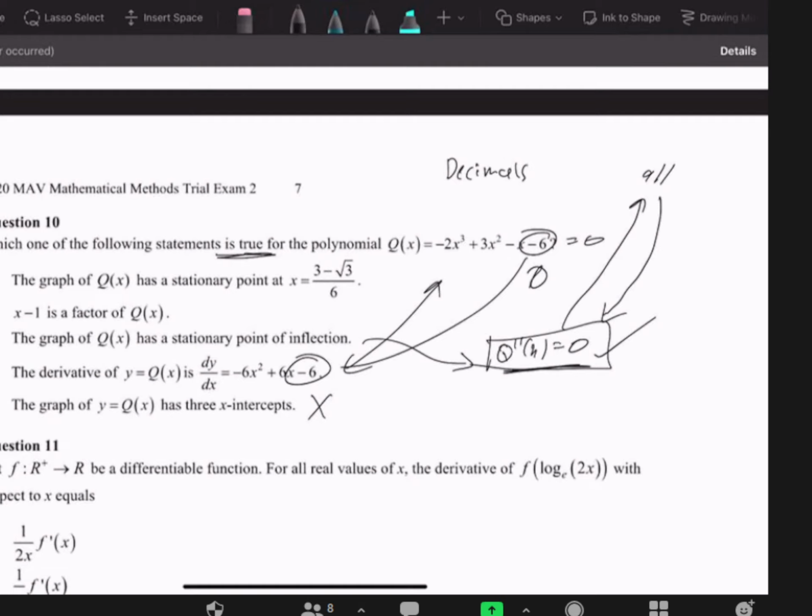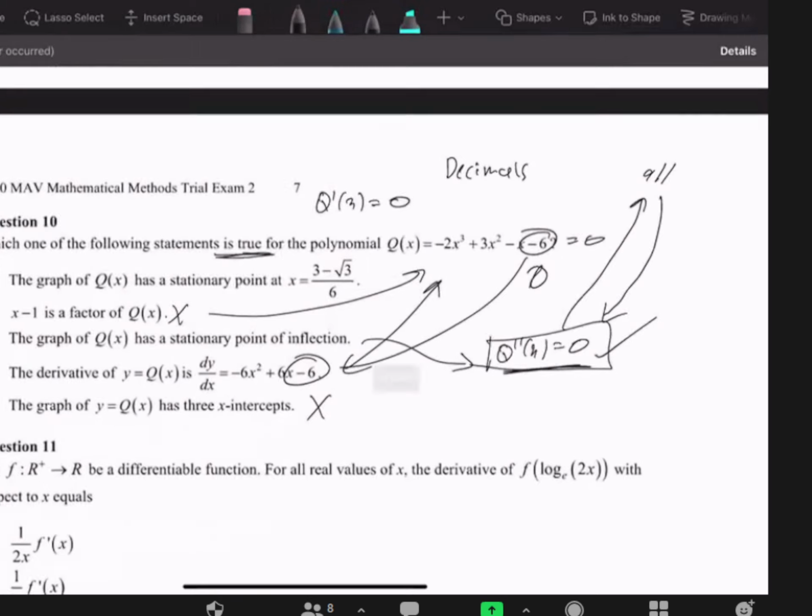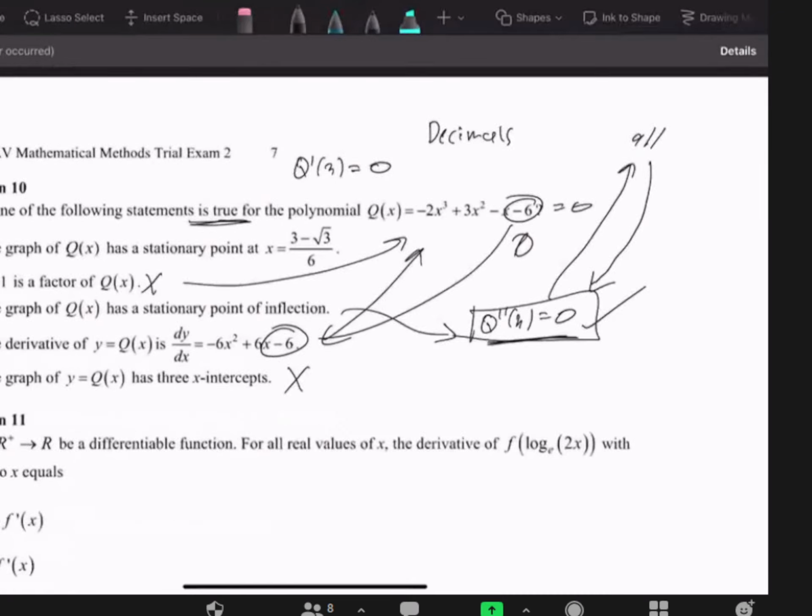Is x minus 1 a factor of Q? Just chuck 1 in there, and if it equals 0, that's true. Doesn't turn out to be true. The answer is actually A. So for this one, you would just solve Q'(x) equals 0. So starting from the bottom didn't really work for this question, but for most questions it would.